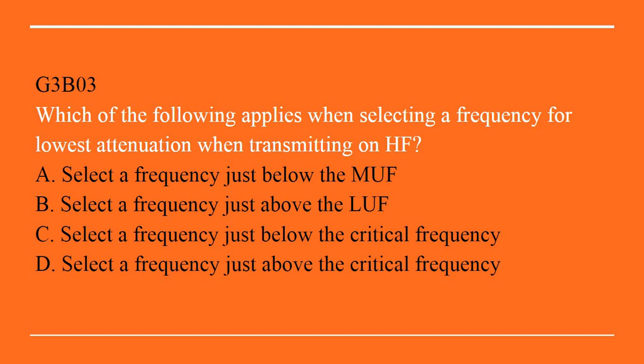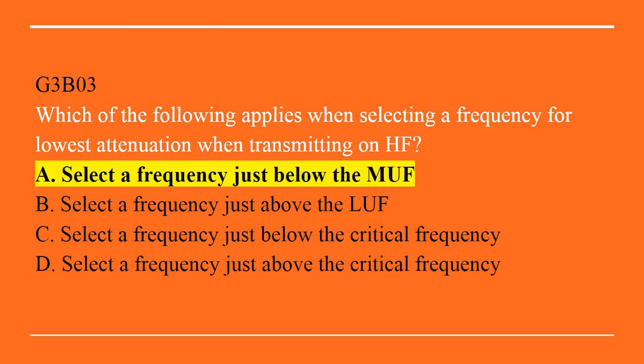G3B03. Which of the following applies when selecting a frequency for lowest attenuation when transmitting on HF? A. Select a frequency just below the maximum usable frequency. B. Select a frequency just above the lowest usable frequency. C. Select a frequency just below the critical frequency. Or D. Select a frequency just above the critical frequency. Correct answer is A. Select a frequency just below the maximum usable frequency.